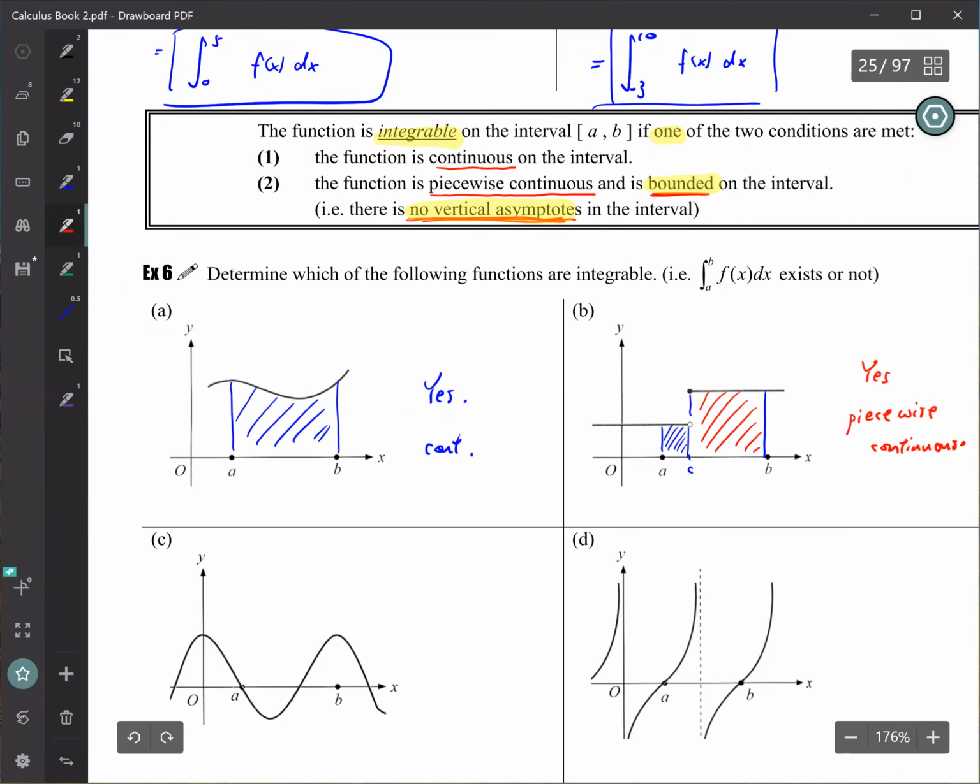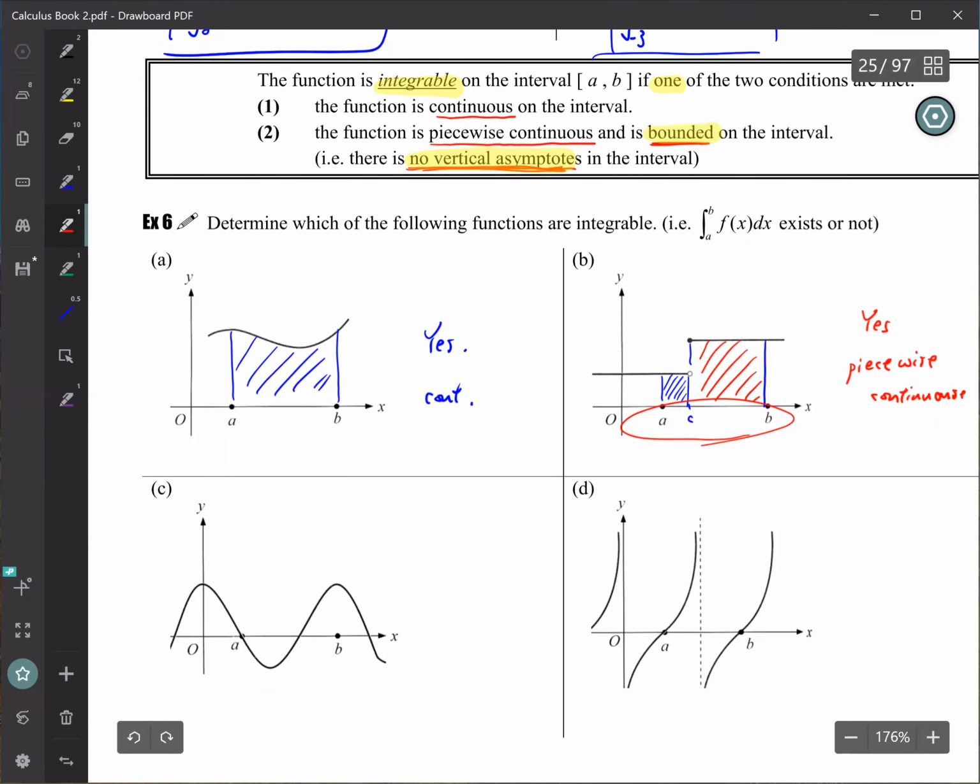Okay, so we are checking the x values. You want to make sure on the x there's no gap. If at c they are both empty circles, then it's not integrable. But since one is empty and the other has a dot, then it's integrable, right? And then question C, yes or no?